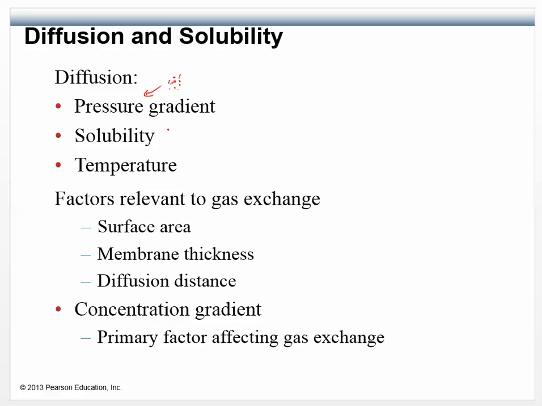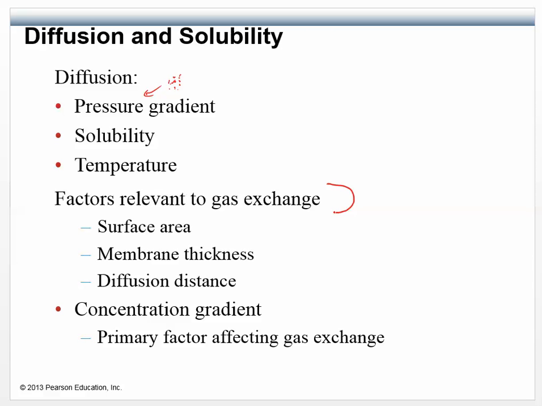Are gases soluble in water? Well, absolutely they are, because there's oxygen in lakes and streams and in the ocean. That's how animals, fish, get their oxygen, as they pull it out of the water. So yes, it is soluble. And the more soluble something is, the better it's going to diffuse, obviously. And temperature: the faster molecules are moving, the more quickly they're going to diffuse.